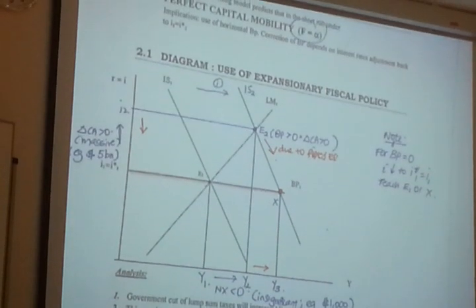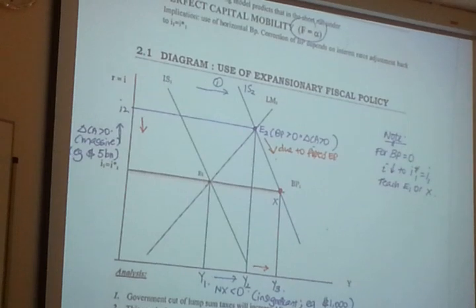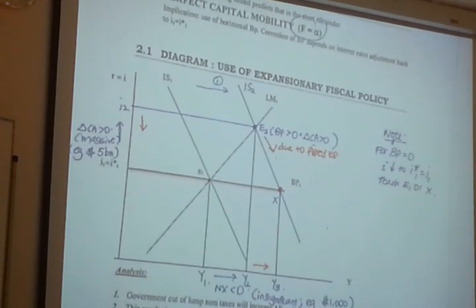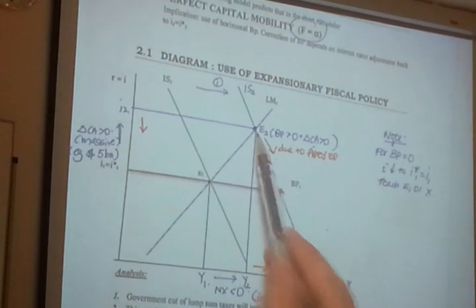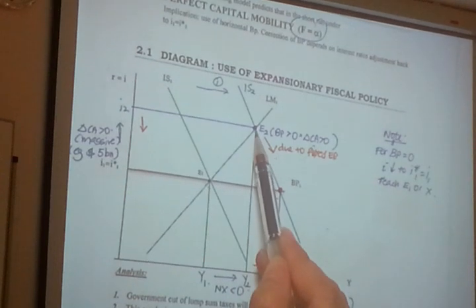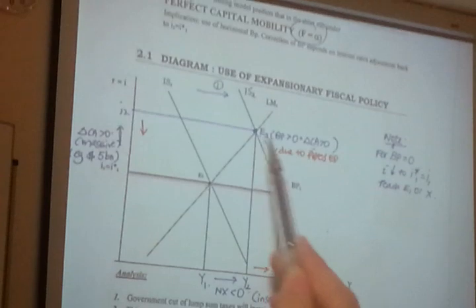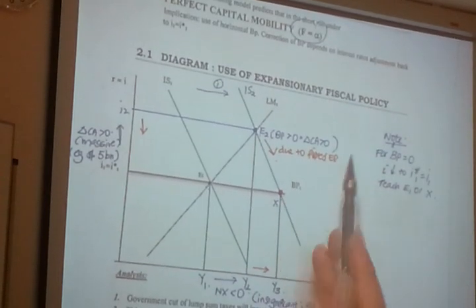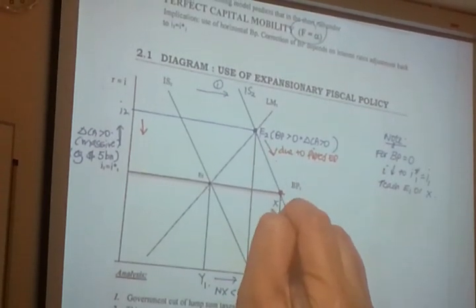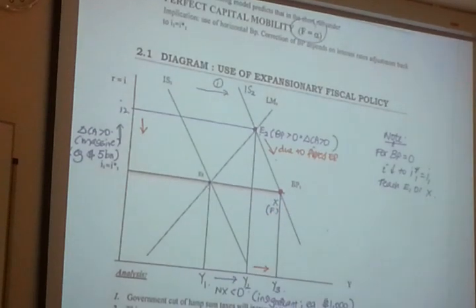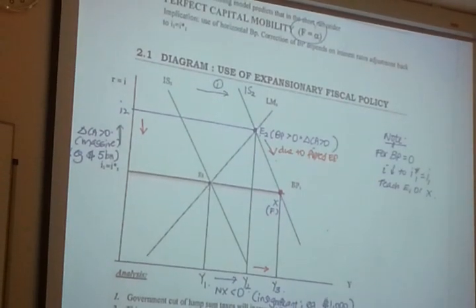So fiscal policy in this case works very well. Alright, in the closed economy, you go from E1 to E2. But in the open economy, under fixed exchange rate, you go from E2 to X. Right? Or you can call it point F. They are used interchangeably in my notes. So we say fiscal policy is effective.